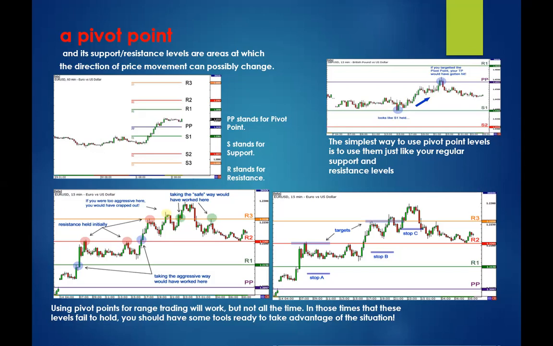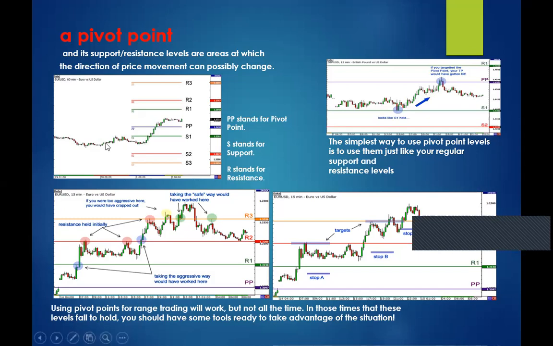A pivot point and its support and resistance levels are areas where the direction of price movement can possibly change. Pivot point is a level of support or resistance where price usually struggles to break and then also continue. Now, PP, which is the central point, stands for pivot point. S stands for support, R stands for resistance. The simplest way to use pivot point levels is to use them just like your regular support and resistance levels. Don't forget, pivot point is mostly used on a lower time frame.